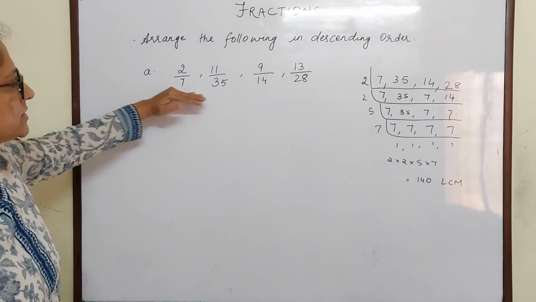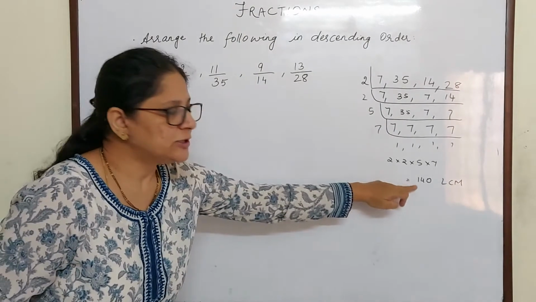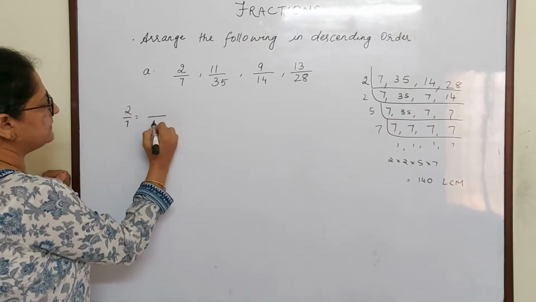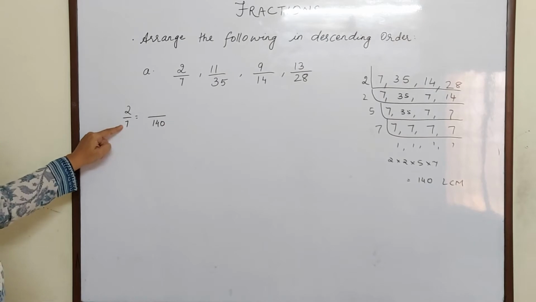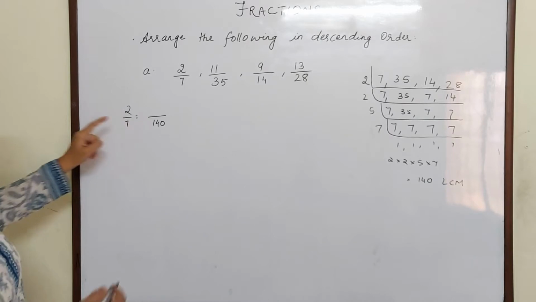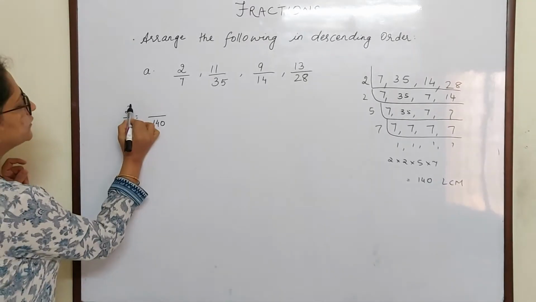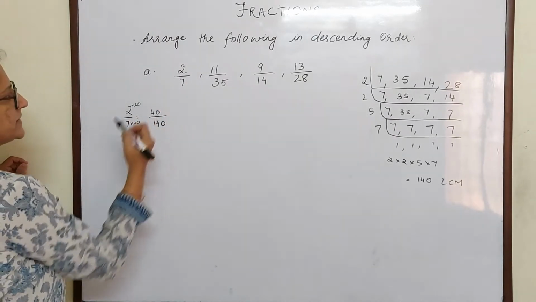Now we have to change all these numbers into equivalent fractions with denominator 140. So now 2 by 7 has to be made 140. So with what will we multiply 7 to get 140? 7 into 20. 7 into 20 is 140. So 2 into 20 is 40. So we have converted 2 by 7.